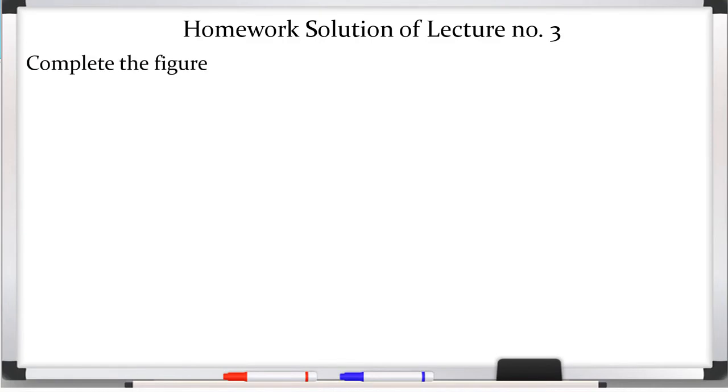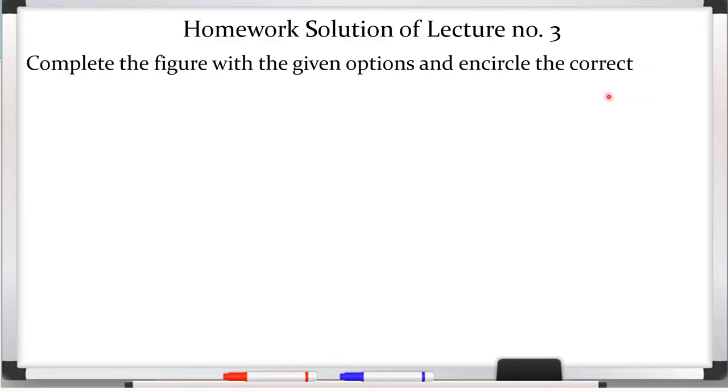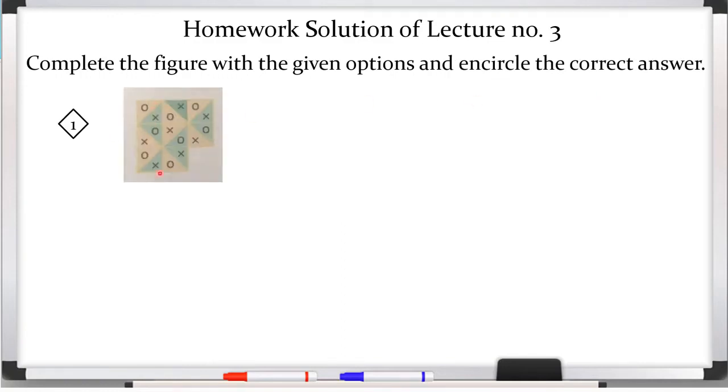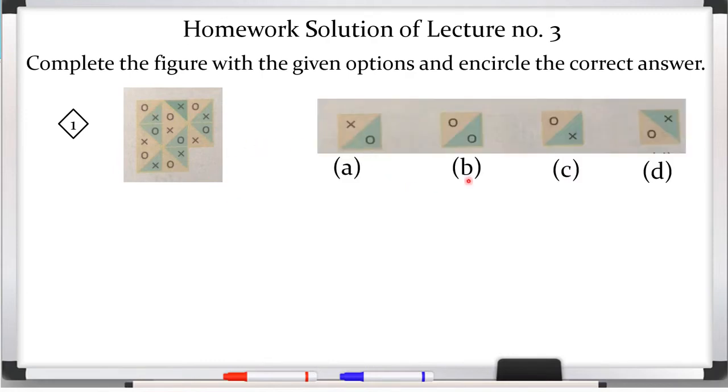Now beta, complete the figure with the given options and encircle the correct answer. So here in question number 1, this larger figure is given and we have to complete it. We have 4 options, A, B, C and D. Now we have to find out the correct option and fill this missing part, okay. For that, first of all, we will observe this larger figure.